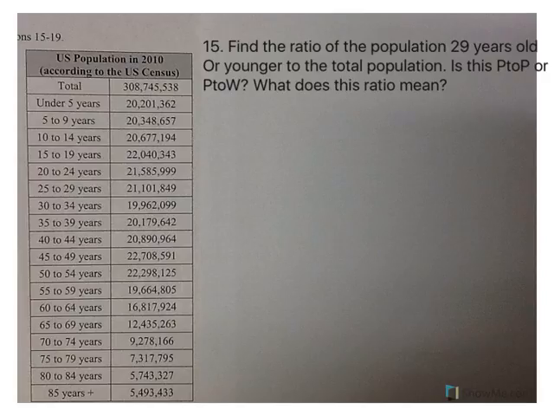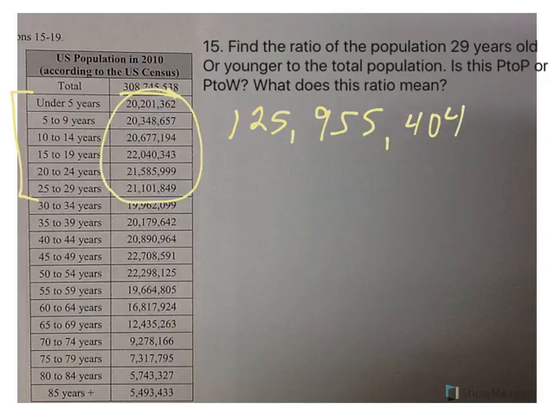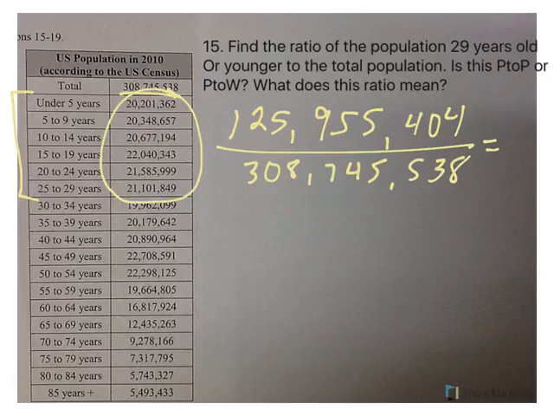So this first problem starts with find the ratio of the population 29 years and younger to the total. Well, they give us the total, but under 29. So take a minute and add up all of these numbers because that's the 29 years old or younger. So add those up and you should get 125,955,404. And when you divide that by the total, 308,745,538, you should get 0.408.